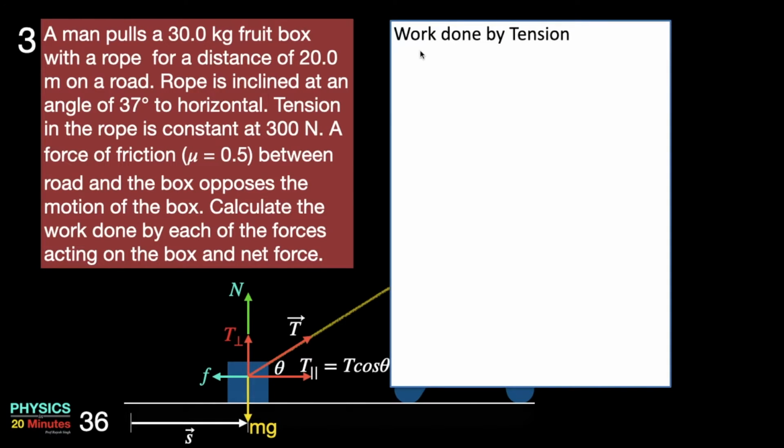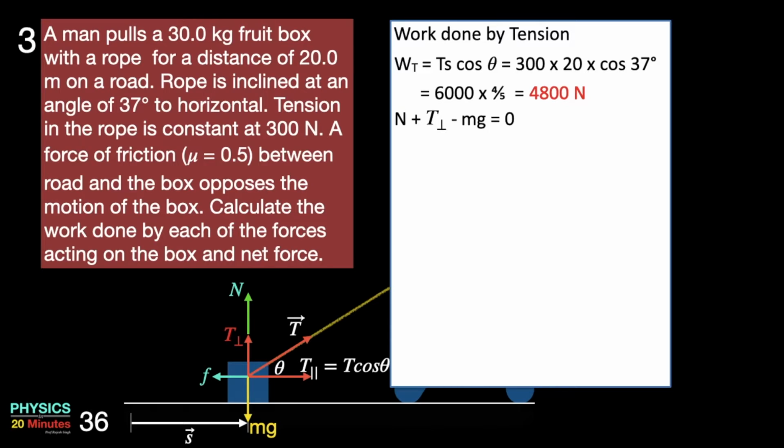Firstly, the work done by tension. Remember, only the horizontal component of tension is doing the work, T cos theta. So work done by tension, I would write it as Wt, is force into displacement into cos theta. So it will be 300 into 20 into cos 37. Cos 37 is 4 by 5, that will give you 4800 joule. What will be the work done by the friction? Yes, it will be negative.